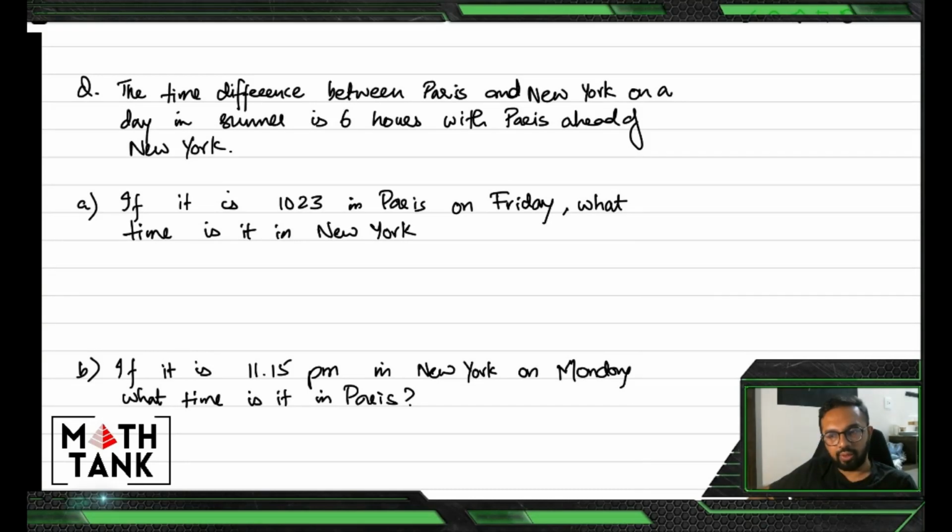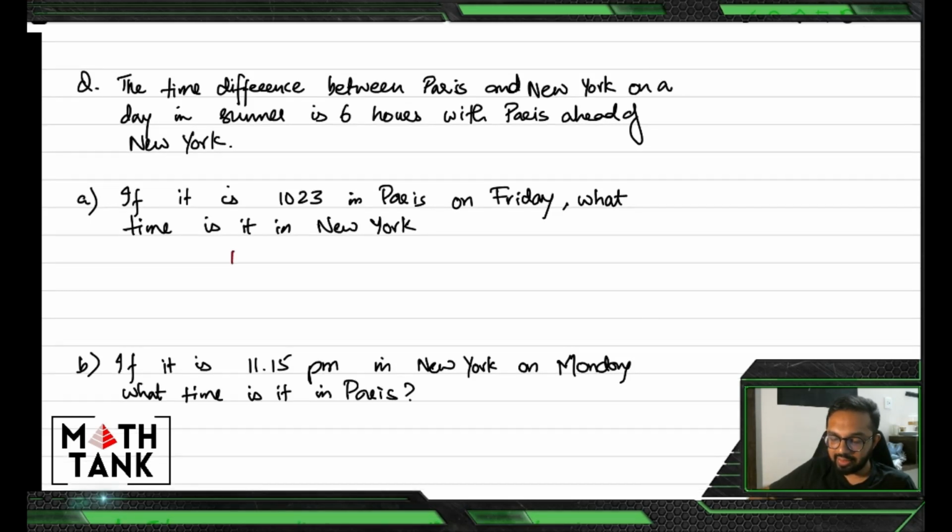Okay, moving on. It says the time difference between Paris and New York on a day in summer is 6 hours, with Paris ahead of New York. Okay, Paris is ahead of New York. If it is 10:23 in Paris on Friday, what time is it in New York? So Paris is ahead. So what do you want to do? You want to go back 6 hours. So you're going to subtract 1 hour first and see what happens.